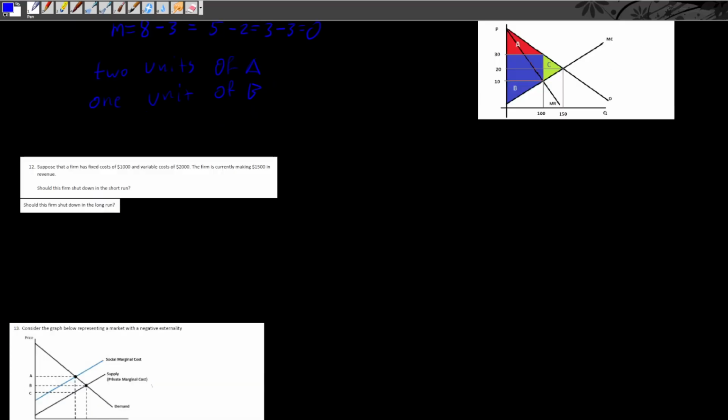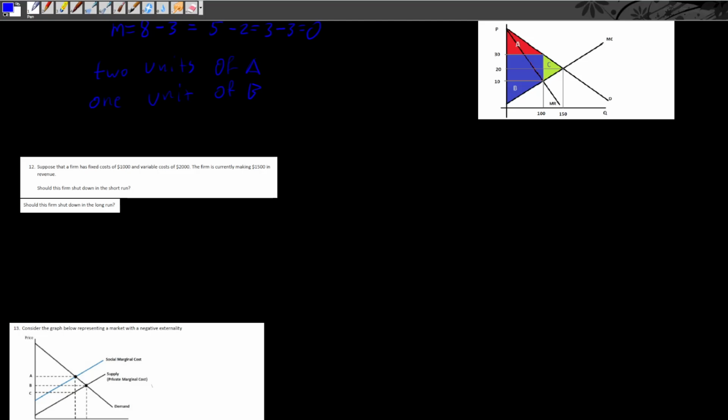All right, so the next one here is a firm problem, and this one should be fairly straightforward. Suppose that a firm has fixed costs of $1,000, variable costs of $2,000, and the firm is currently making $1,500 in revenue. Should this firm shut down in the short run, and should it shut down or should it exit in the long run? Would be a better way of phrasing it.